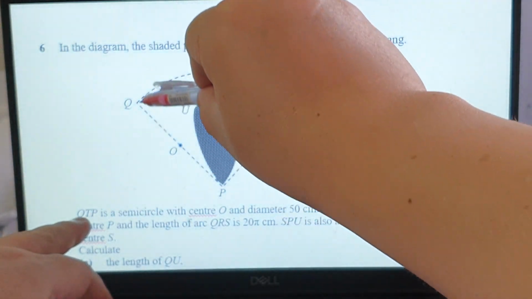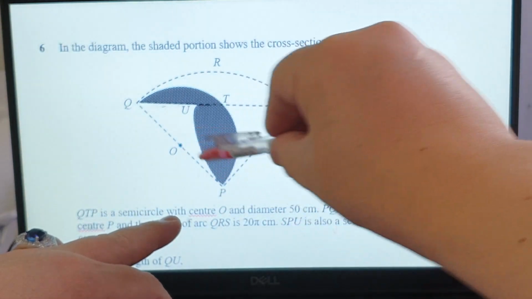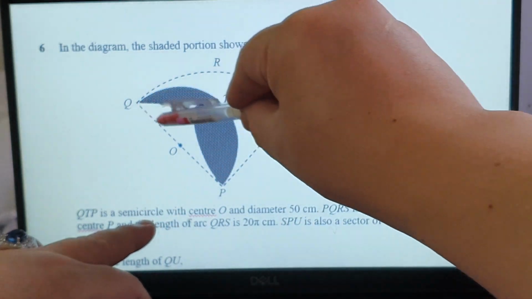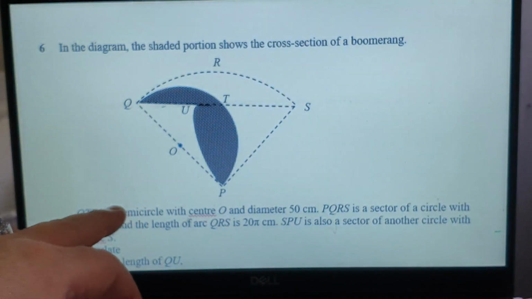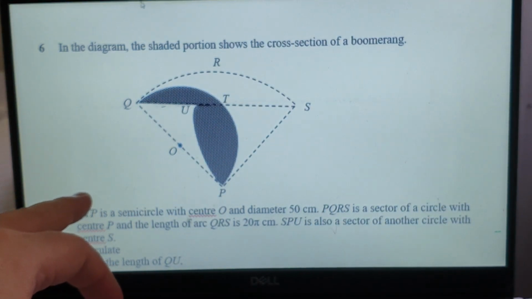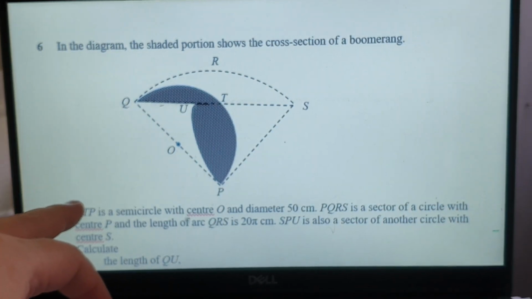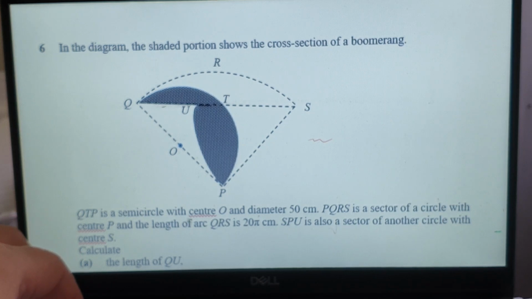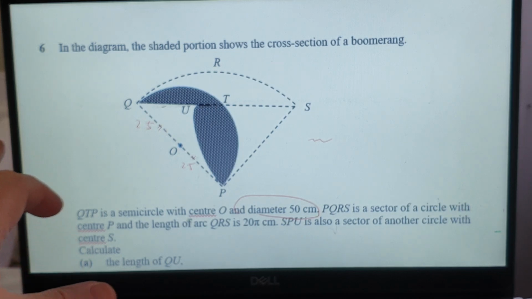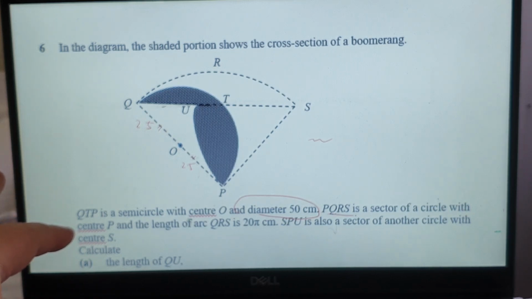Can you see that this is a semicircle, and they say that the center is O and the diameter is 50. So if the diameter is 50, this must be 25, and this must be 25. They must be the same, right? Because this must be the radius. Am I correct? And now they say PQRS is a sector.